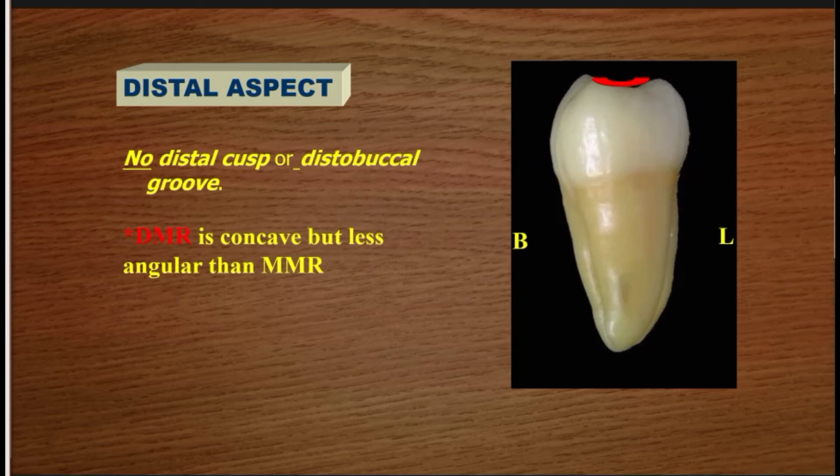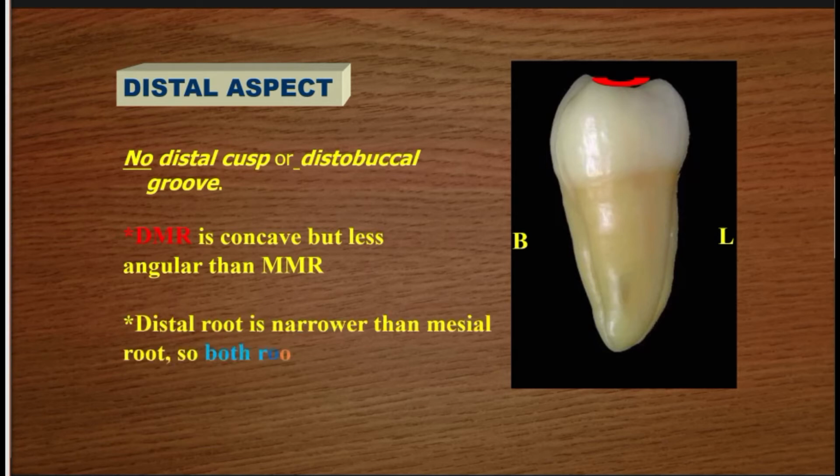Distal marginal ridge is concave, but less angular than the mesial marginal ridge. So mesial marginal ridge is more concave and deeper. Distal marginal ridge is less concave and less deep. Distal root is narrower than the mesial root, so both the roots are seen here. You see, the distal root is smaller.